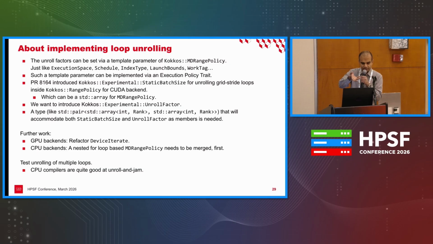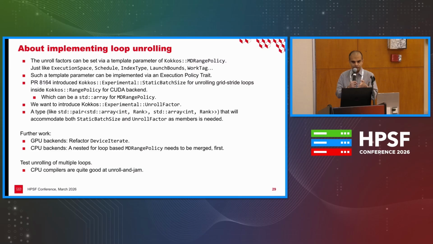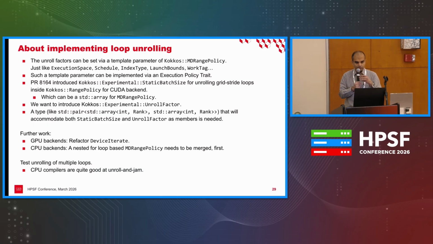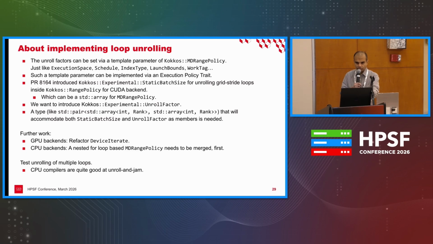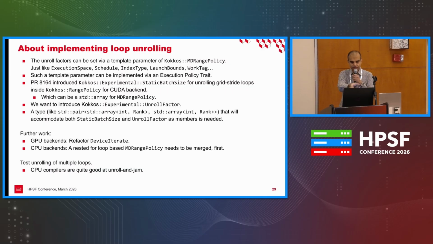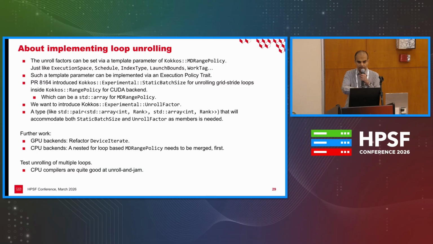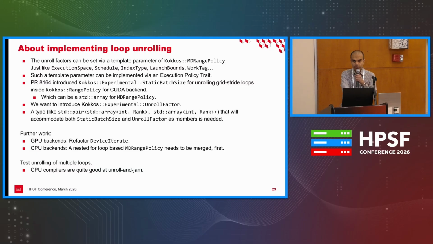These are some technical details of how we could possibly implement this loop unrolling. We have to make sure that it works along with this static batch size, which got introduced a little while ago in the case of range policy for the CUDA backend. First, we would like to extend static batch size to MDRangePolicy, and also introduce this other way of unrolling, which we could probably call unroll factor, and we have to find a way to pass on both these as template parameters. It can be done, no problem. And we have to look into refactoring the device iterate class to do the unrolling along various dimensions.